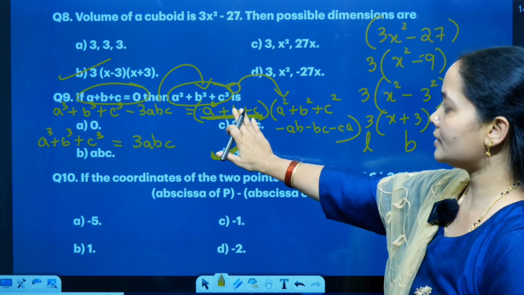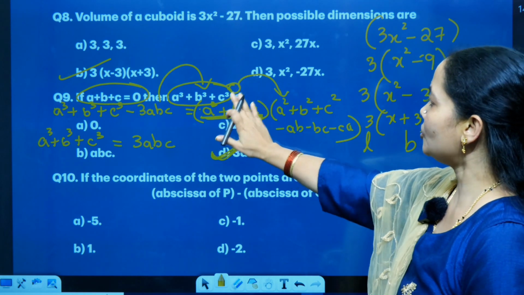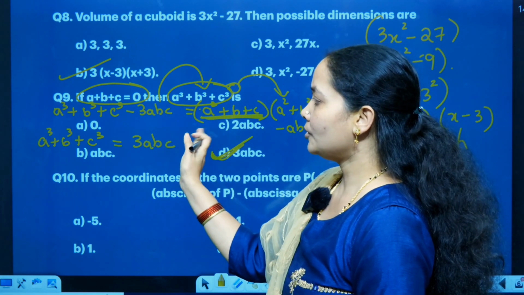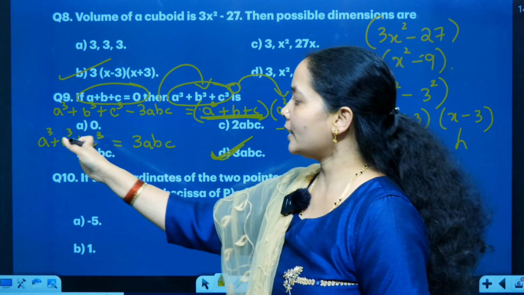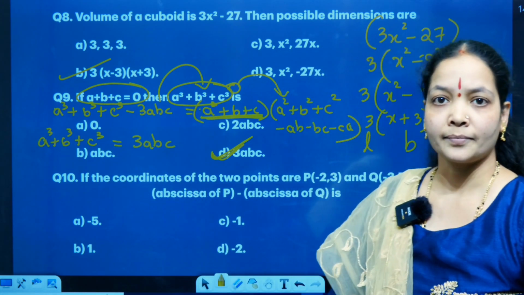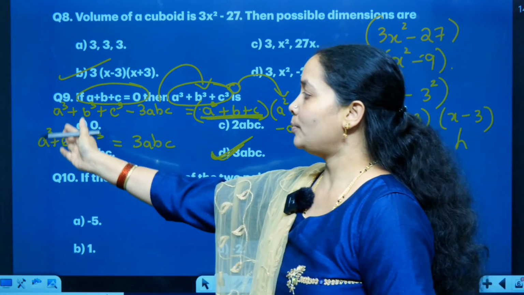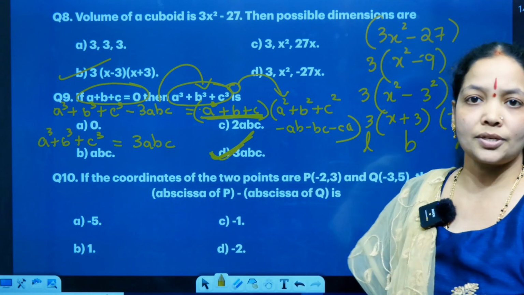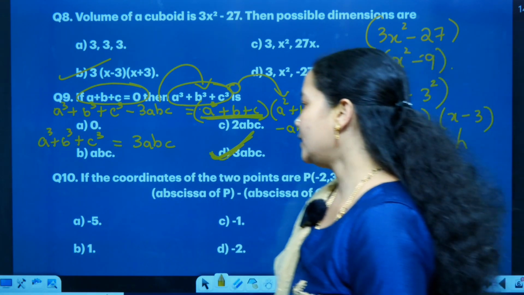Replace a plus b plus c as 0. When this term is 0, 0 into anything is 0. Negative 3abc coming to this end is positive 3abc. I get the value I wanted in the question. So a cube plus b cube plus c cube is nothing but 3abc, matching with my option D. Then moving to the 10th question.